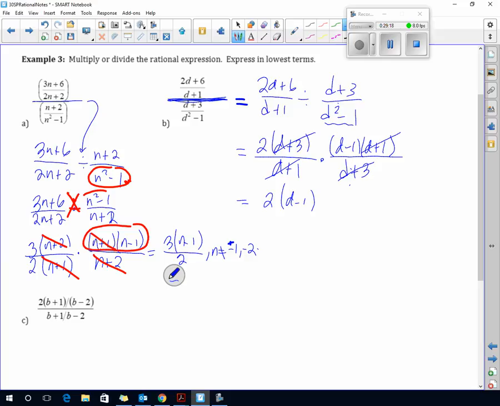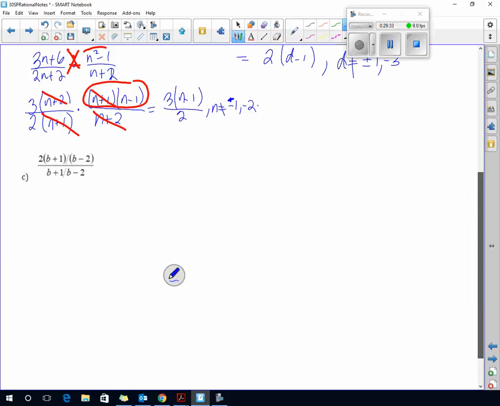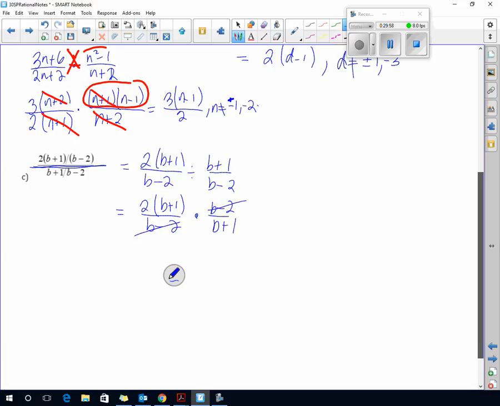Okay, the next one. This is the divide sign, just so you know here, right? So this is 2b plus 1 over b minus 2 divided by b plus 1 over b minus 2. So this is 2b plus 1 over b minus 2 times b minus 2 over b plus 1. Cancel, cancel, cancel, cancel. I am left with 2. B cannot equal 2 or negative 1.